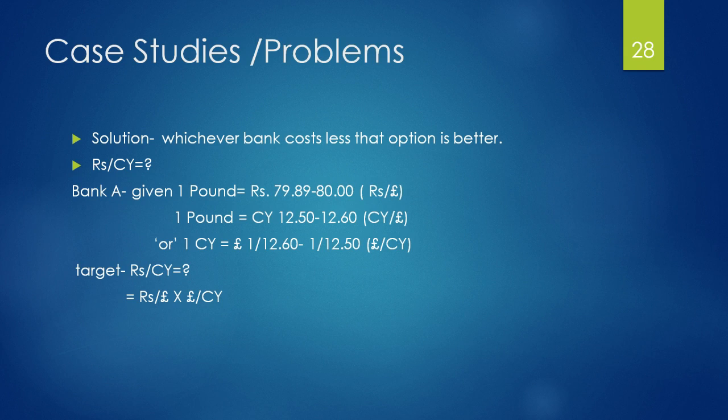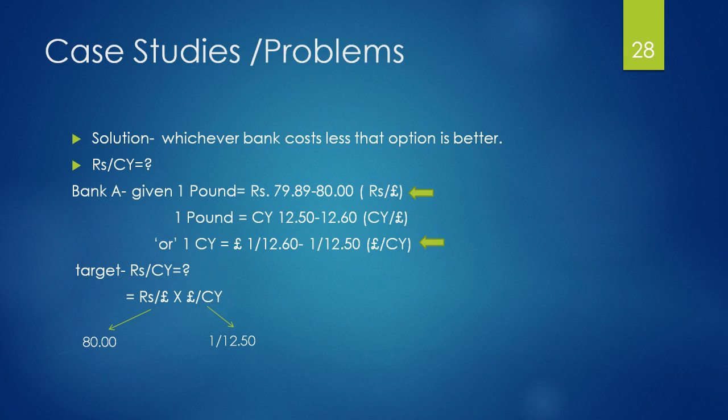As you can see, the offer rate for rupees per pound is 80, which we can take from this equation. And the offer rate for pound per Chinese yuan is 1 upon 12.50, which we took from this equation. Hope now you understood why we calculated pound per Chinese yuan from its above equation of Chinese yuan per pound.